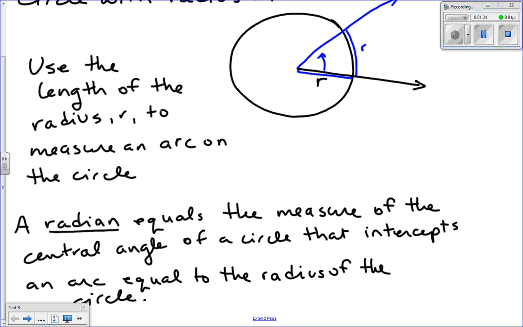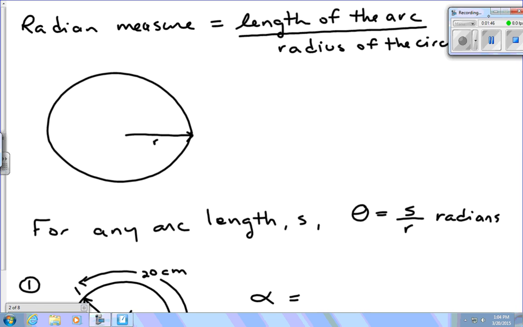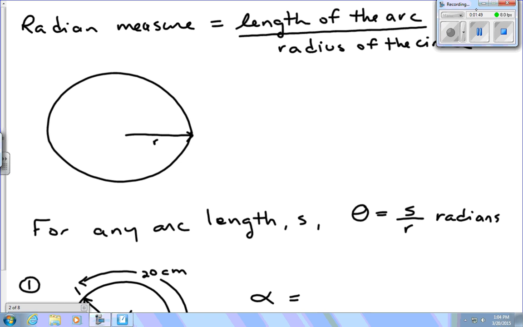So if we want to measure something in radians, it's the length of the arc divided by the radius of the circle. So if I do, for instance, this angle, and I measure the arc, and I recognize that I've gone 1 radius, 2 radii, and let's say exactly 3 radiuses. So all of these arcs are the length of 1 radius.